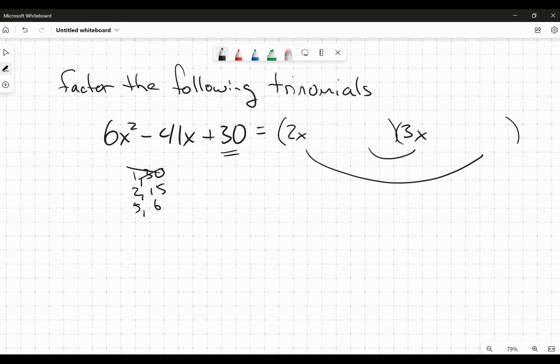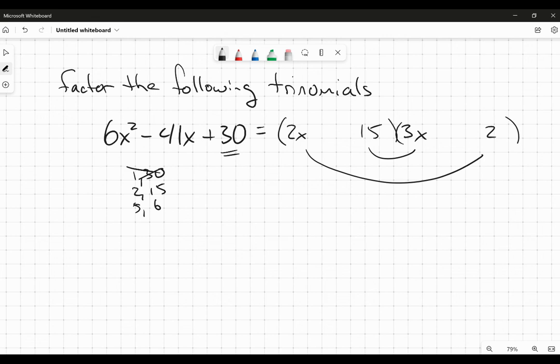Now let's try 2 and 15. With the common factors in mind, putting a 2 and 15 here is not a good guess, because that introduces a common factor of 2 in the first factor and a common factor of 3 in the second one. So that's not a good guess because my original expression doesn't have that. Now let's try this one.